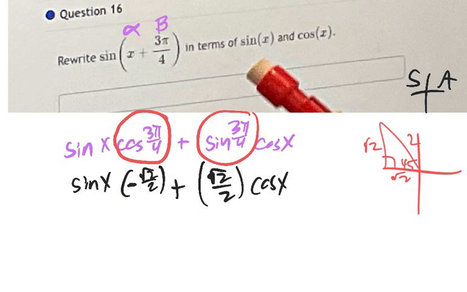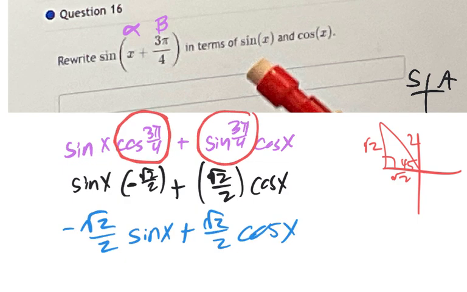So I think the answer is going to be negative radical 2 over 2 sine x plus radical 2 over 2. I don't know what else to do from there. I could factor a radical 2 over 2 out, but it's not going to be helpful. It's a strange one. So sine is just that, I think.